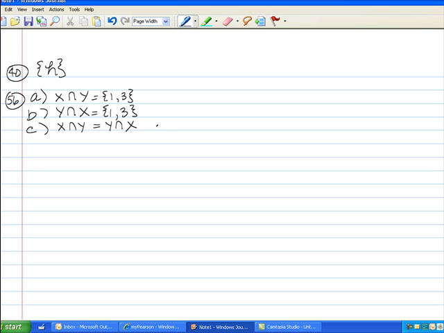Or you could say intersection is commutative. Remember, we talk about commutative property when we're adding and multiplying. 2 plus 3 is the same as 3 plus 2. It is what we call commutative. Addition is commutative. So that's what they're asking for in that group.